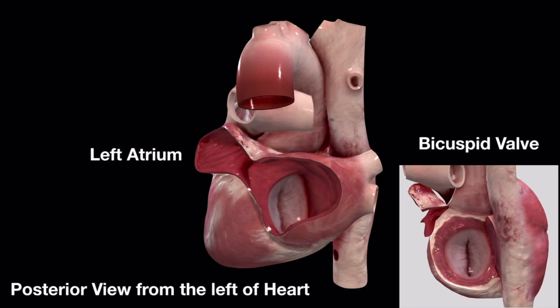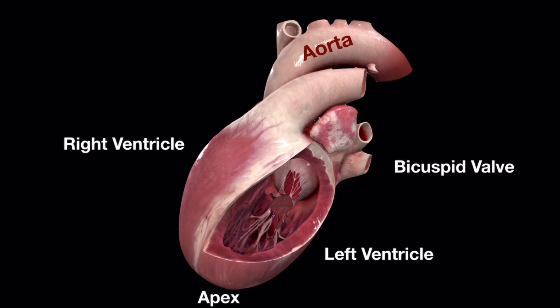So this bicuspid valve is going to be what we go through from the left atrium going into that left ventricle. So let's go ahead and come around a little bit more. Also, before we move on, the bicuspid valve is also known as the mitral valve. So you'll hear that term as well.